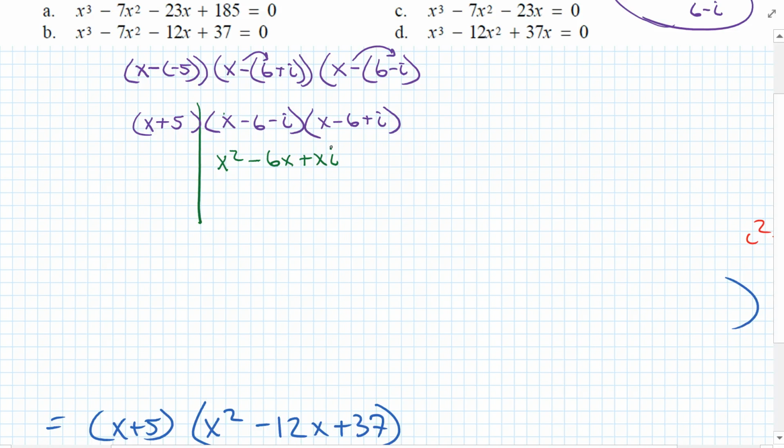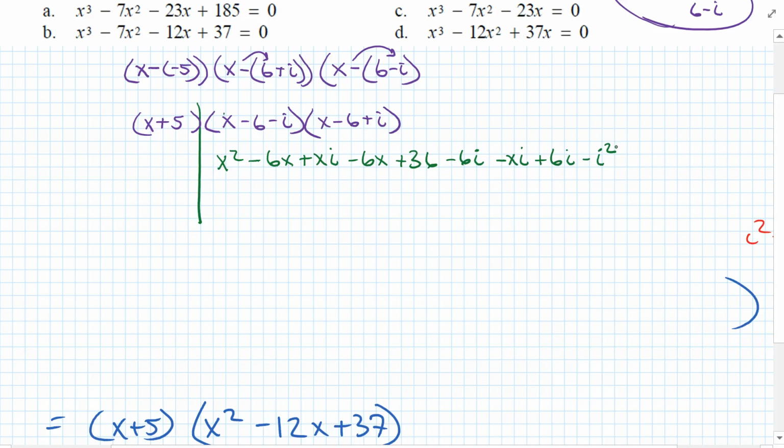Go to the next one, -6. -6 times x is -6x. -6 times -6 is positive 36. -6 times i is -6i. Okay. Now go to the last one, -i. So -i times x is -xi. -i times -6 is positive 6i. And -i times i is -i squared.